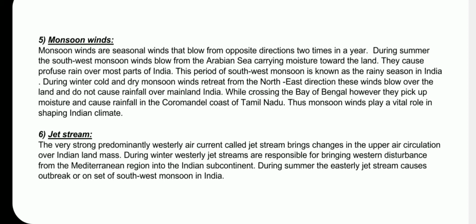Number 6. Jet stream. The very strong, predominantly westerly air current called jet stream brings changes in the upper air circulation over the Indian landmass. During winter, westerly jet streams are responsible for bringing western disturbances from the Mediterranean region to the Indian subcontinent. During summer, the easterly jet stream causes the outbreak or onset of the southwest monsoon in India.